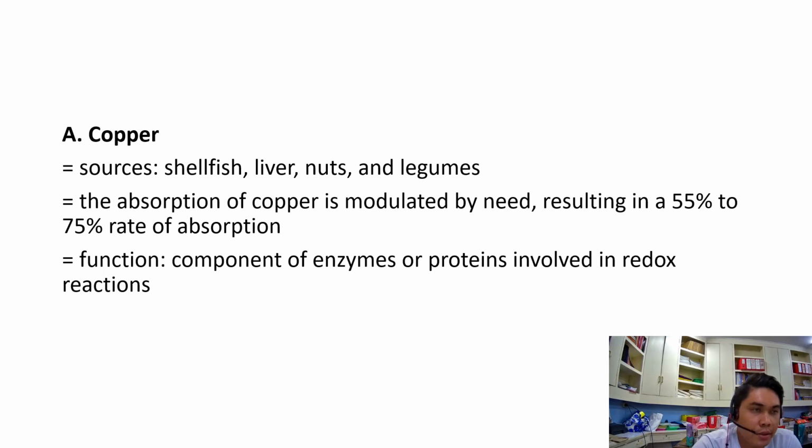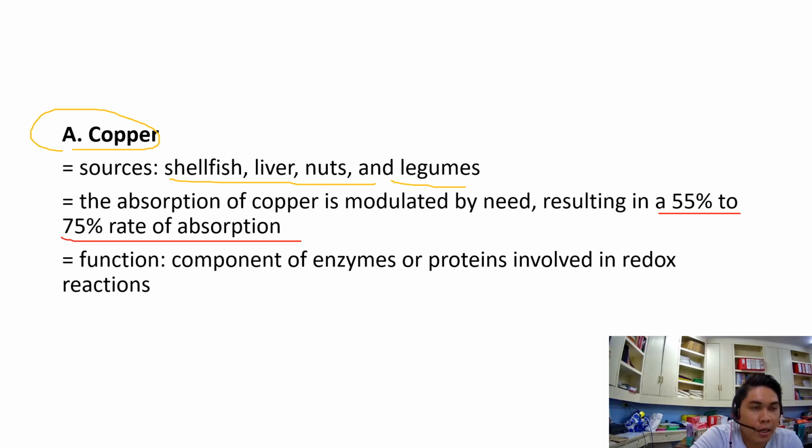Okay, so we'll talk about trace elements. This will be a short discussion of the important trace elements. So first is copper. Regarding sources of copper, you have shellfish, liver, nuts, and legumes. Then the absorption of copper is modulated by need, resulting in a 55% to 75% rate of absorption.